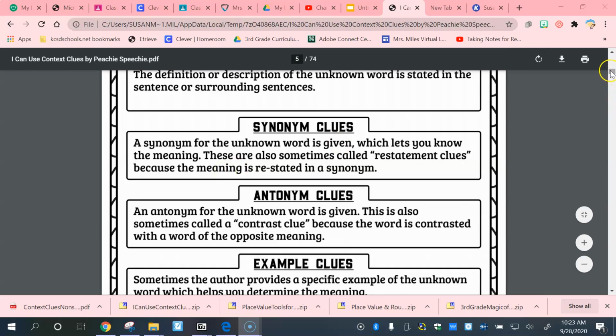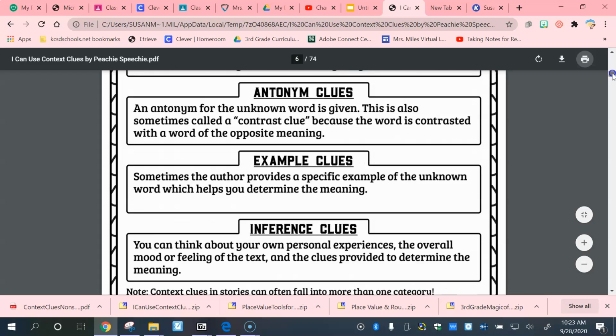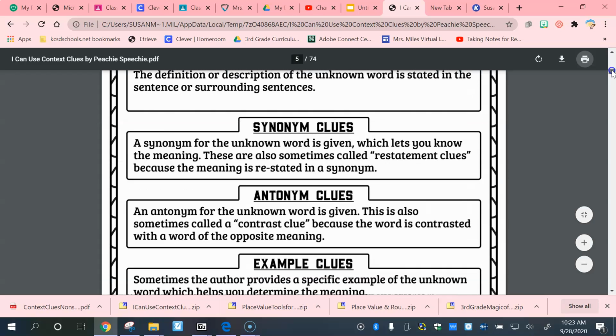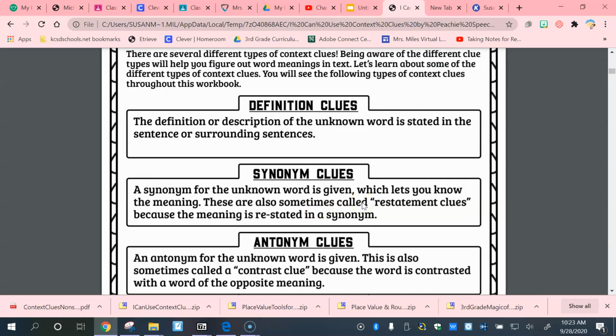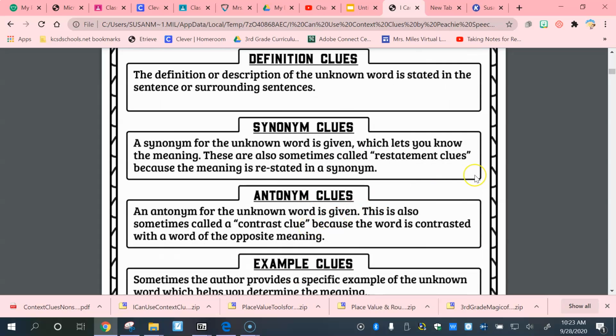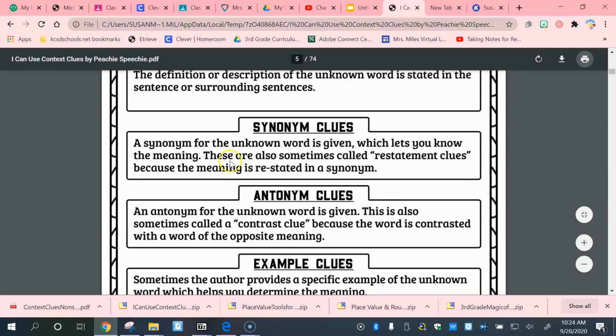Then we have antonym clues. An antonym for the unknown word is given. This is also called a contrast clue because the word is contrasted with a word of the opposite meaning. And then we have an example clue. Sometimes the author provides a specific example of the unknown word, which helps you determine the meaning. So we're going to look at some today.